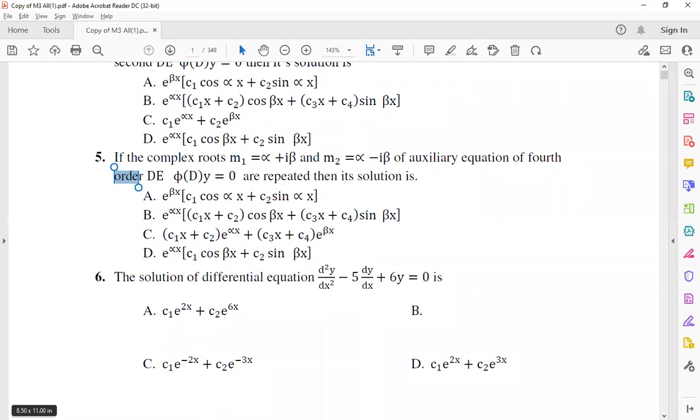Okay. So how will be the solution? B. Right? Correct. Repeated twice, the two constants will get collected. E raised to alpha x cos beta x, sin beta x. Yes, B is the correct one. Is there any doubt, or you don't remember? If someone is like this, let me know.